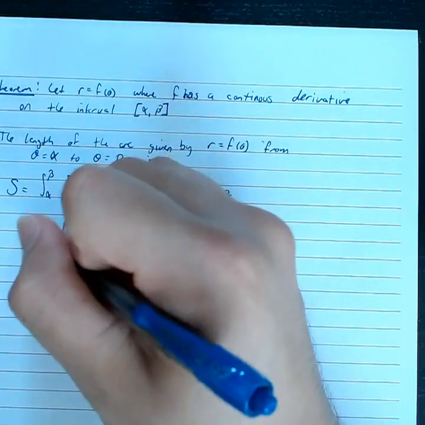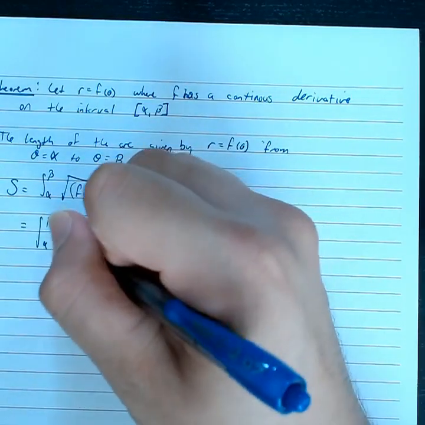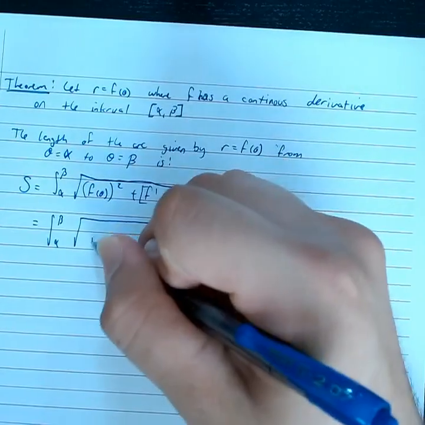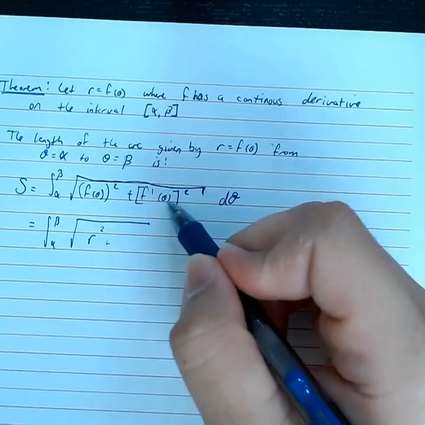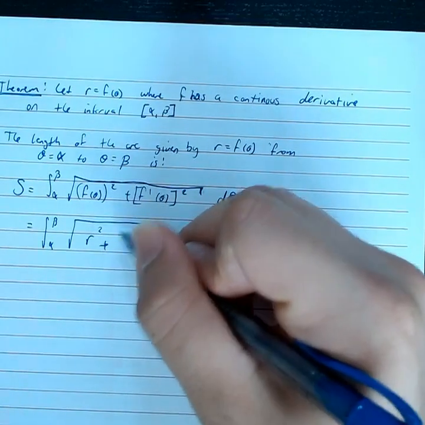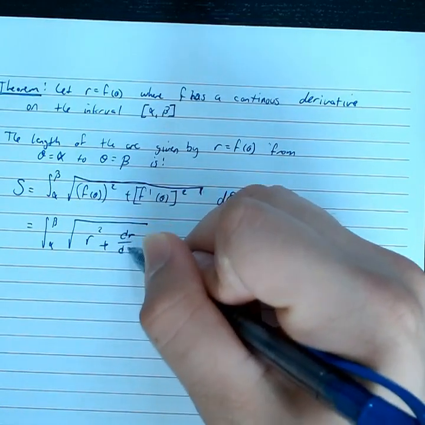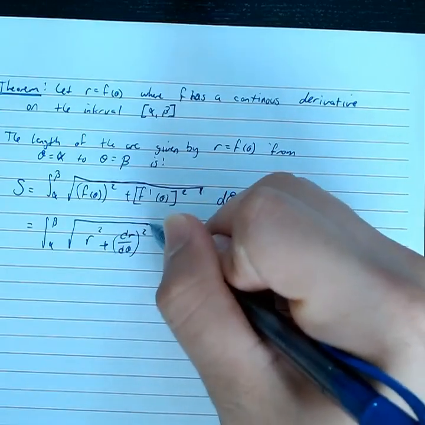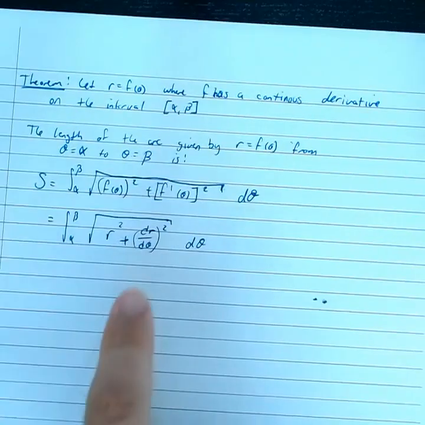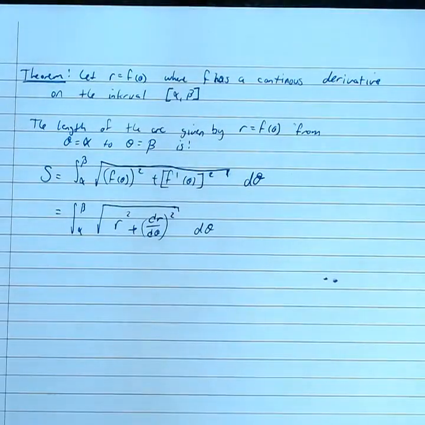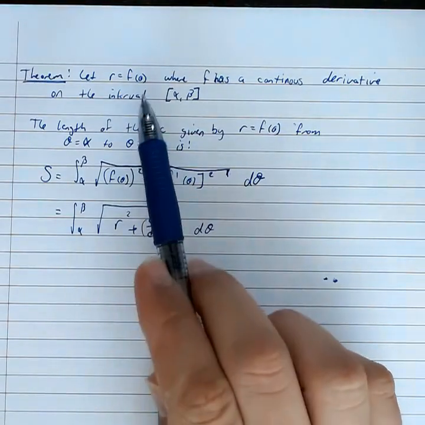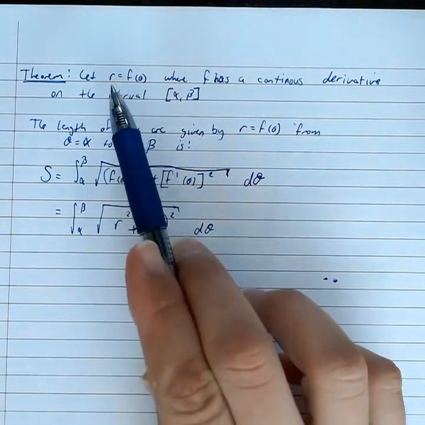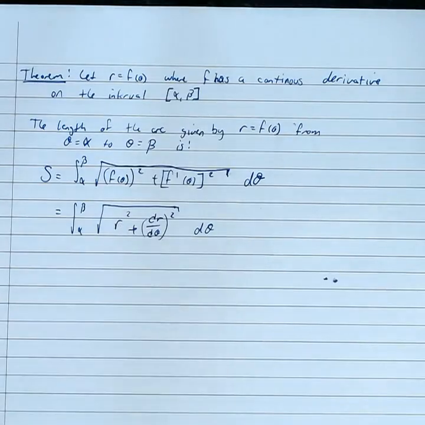In its alternate form, it can also be written as the integral from alpha to beta of the square root of r squared, since f of theta is equal to r, plus the derivative of r with respect to theta, so dr d theta, quantity squared, d theta. Those are equivalent, just alternate notations. It's not like, oh, this can be shown to be this. No, this is just an alternate notation. We can either use the function notation or we can just call it what we usually call it, which is r. The proof of this one is omitted.